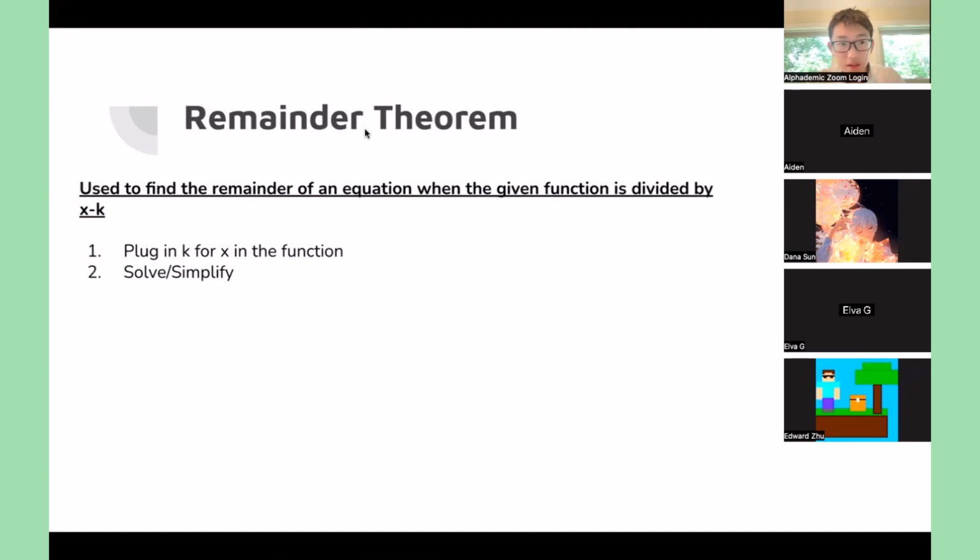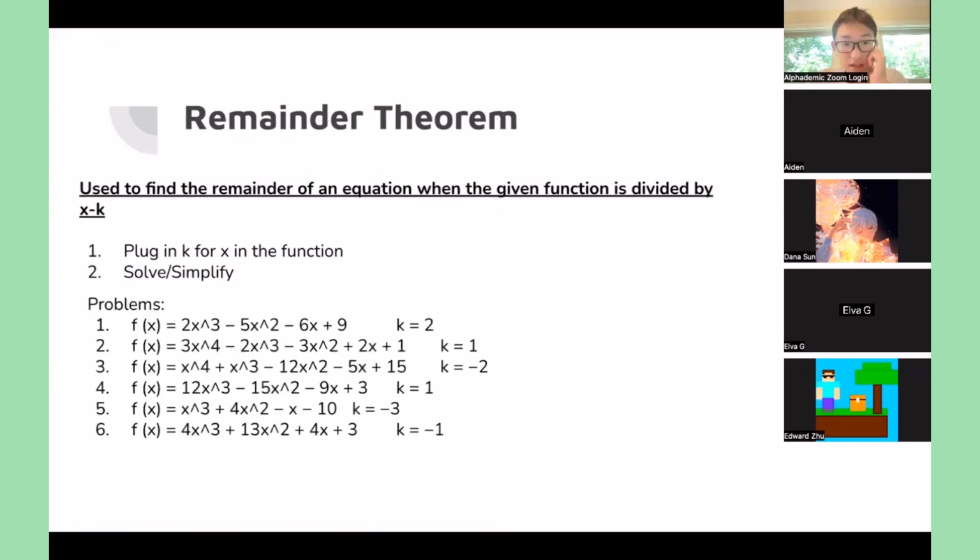Okay, so the remainder theorem is just a quick way for you to find the remainder of an equation when the given function is divided by x minus k. Pretty simply put, you just plug in k for x in the function, and then you solve and simplify.